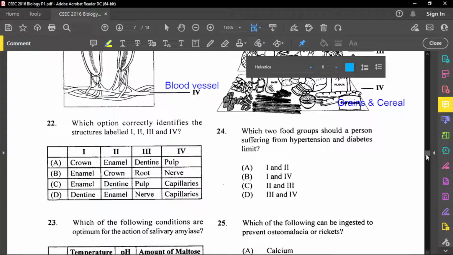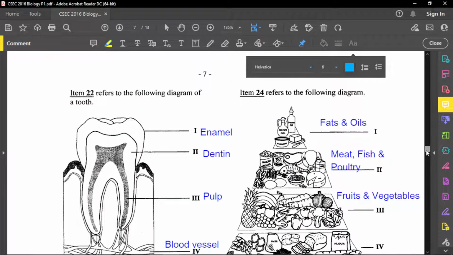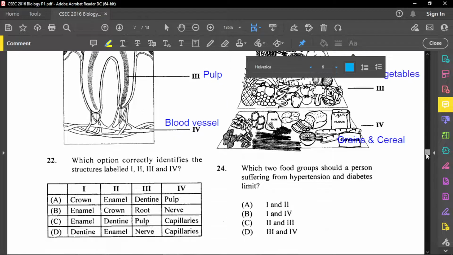We dealt with that already, so let's go back to it. Enamel, dentine, pulp, and blood vessel. They do not have blood vessels, but they have capillaries right here. So enamel, dentine, pulp, capillaries. So 22 is definitely C. No worries about that.